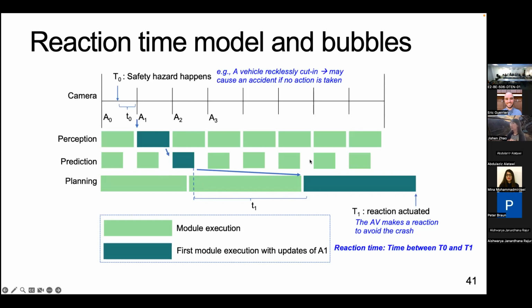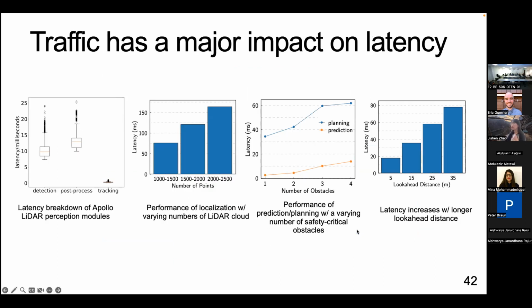So this is the reaction time it takes from when the event is captured by the camera until the actual reaction can be taken. And there are a lot of bubbles in there because of the delays I described. That's another thing that was less studied before in terms of system design, and now we need to consider it.